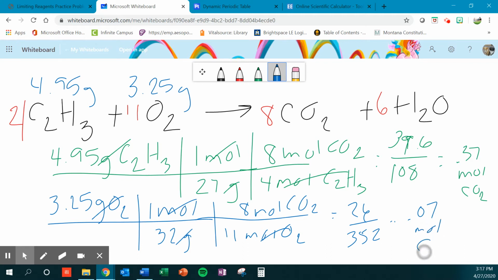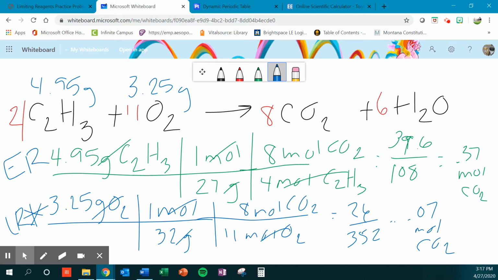So we can see here that the oxygen is actually producing the least amount of carbon dioxide, so that becomes our limiting reactant, and our ethylene is our excess reactant. Oops, darn touchscreen.